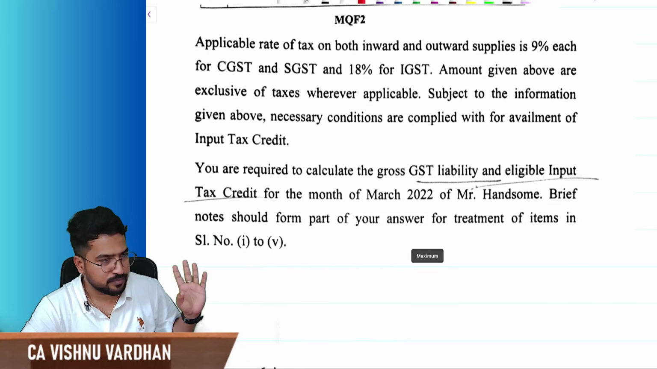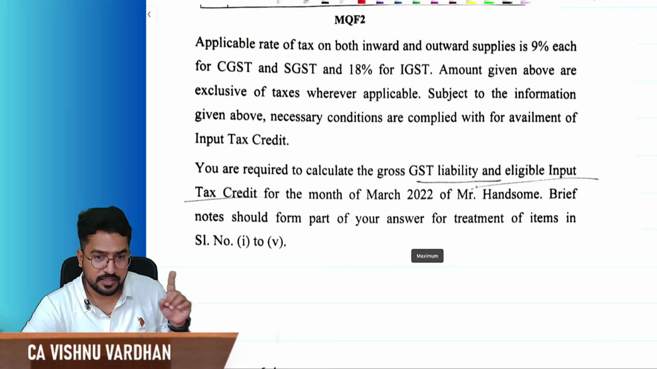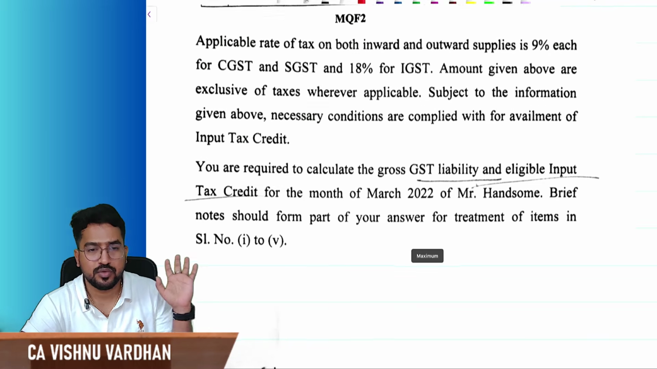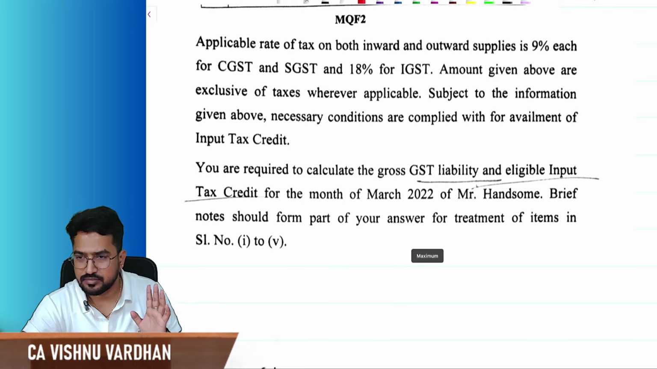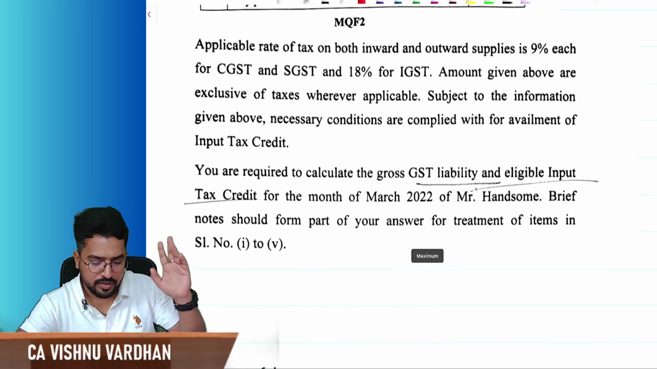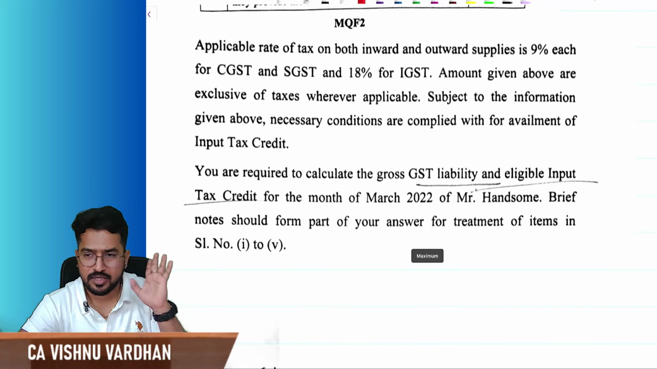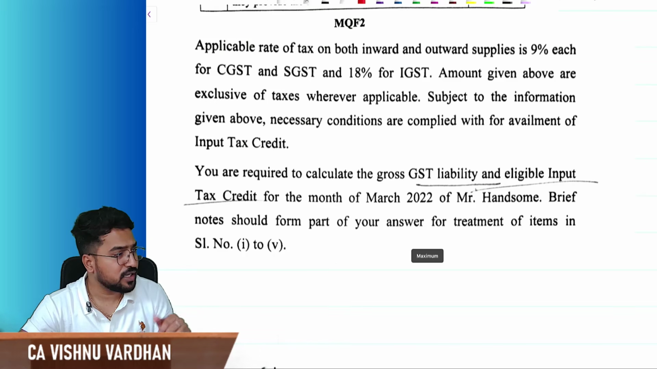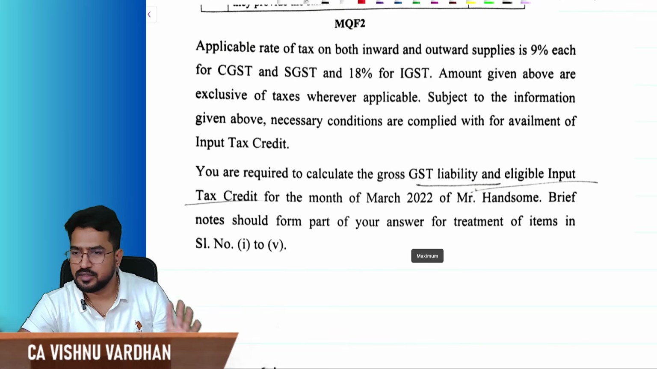Don't overdo it. In the exam, please be careful. Whatever they are asking, that much only you do. Don't do something extra, it is a waste of time for you. Correct? So you should calculate gross GST liability and eligible ITC. You are not supposed to calculate net GST payable. You have to just calculate gross GST and ITC.